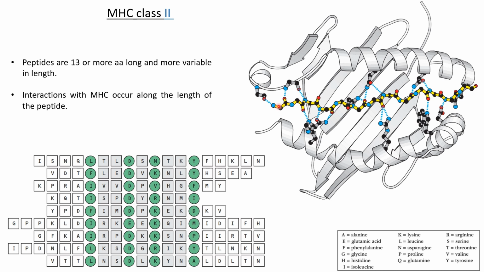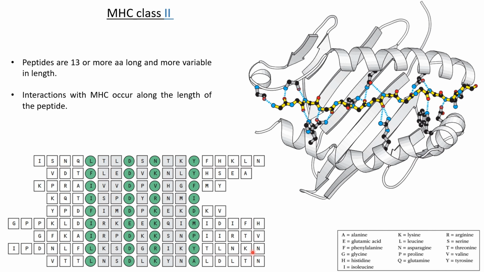Because you can have long peptides which just fall over the end of the MHC. For class 1, actually the peptides are constrained, so they must be small enough to fit in here, and you can't have all these long overhanging amino acids.